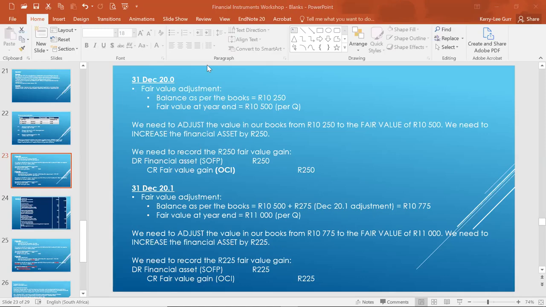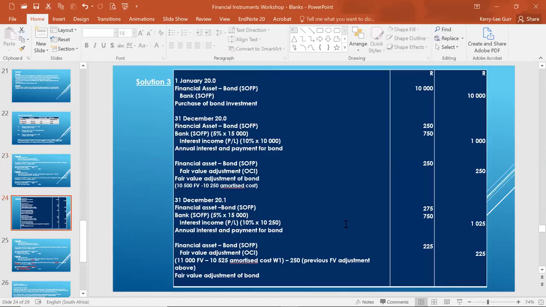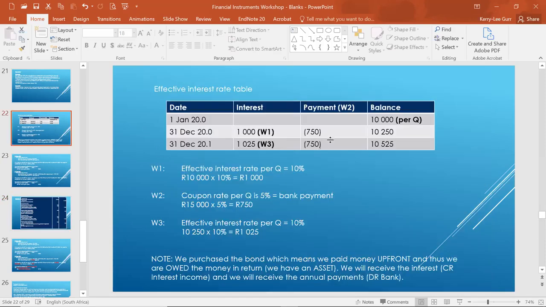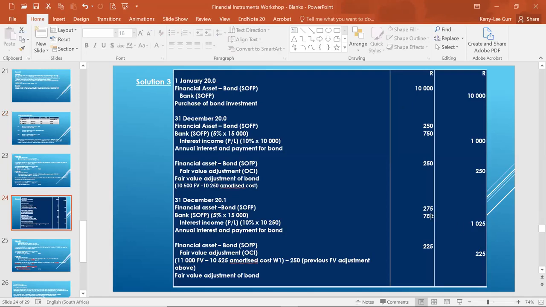Okay, students asking, how did we get 275? Okay, so this was basically from our journal entry. We know we had to credit our interest income of 1,025 and debit bank with 750. These figures were given here directly from our table when we worked out our interest and our receipt for 20.1. And that then means that a total of 275 would increase our financial asset to balance our journal entry out.